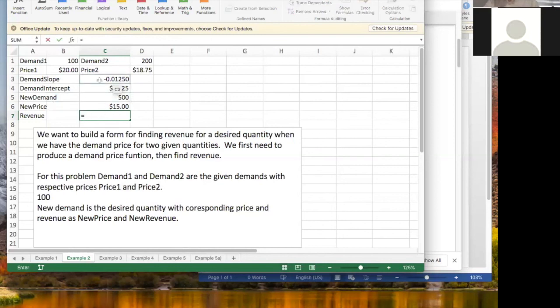And then there's my new revenue. My new revenue is the new demand, how many I'm going to sell, times the new price, how much I'm going to get for that. And I see that I make $7,500.